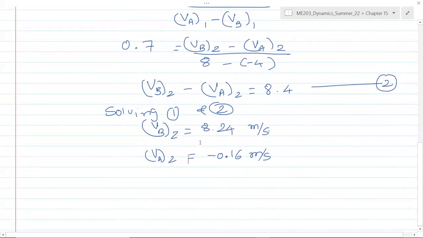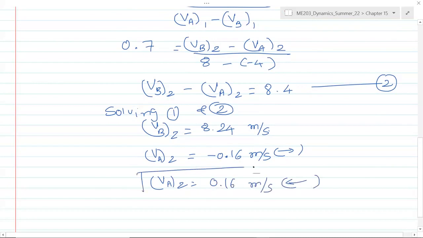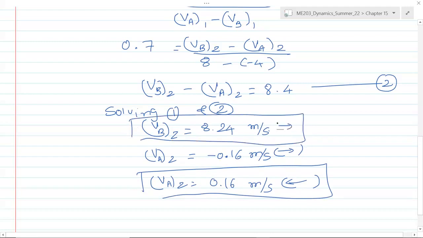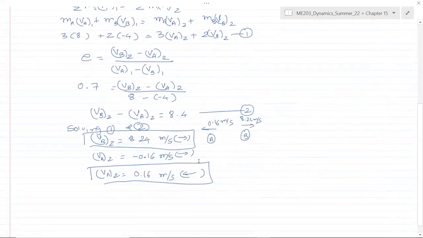So that means for the final answer, we need to correct VA2. We will write it as 0.16, a positive number, but change the direction of the velocity. And VB2 goes towards right. So finally, after impact, A goes left with 0.16 meters per second, and B goes right with 8.24 meters per second. And that's the final solution.